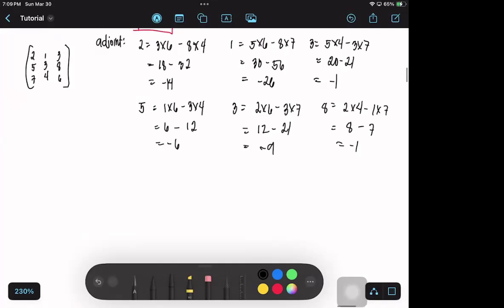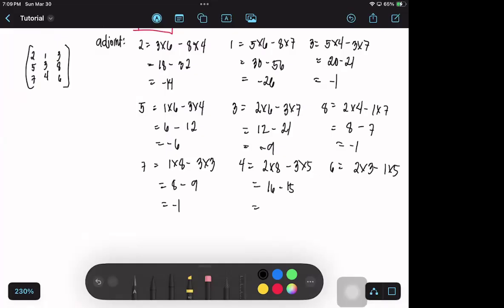Now calculating the third row. For 7, it is 1 times 8 minus 3 times 3. Then for 4, that is 2 times 8 minus 3 times 5. Then for 6, that is 2 times 3 minus 1 times 5. Calculating them, it becomes 8 minus 9, which is negative 1. Then 16 minus 15, which is 1.